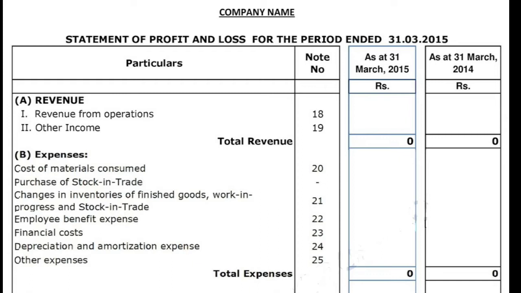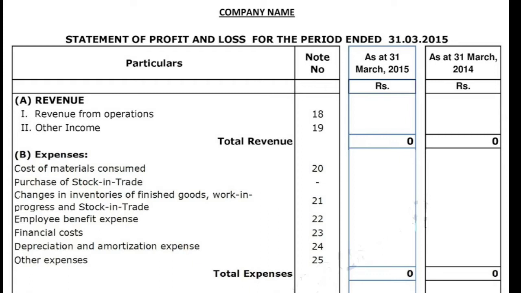In the first column is particulars, where all the content will be written. Note numbers will be annexures attached to the main P&L account. The first column will be the current year's figure, and the last column will be the previous year's figure. We will discuss each and every point in detail. First we will go through the format.